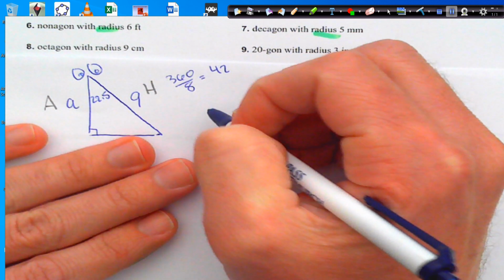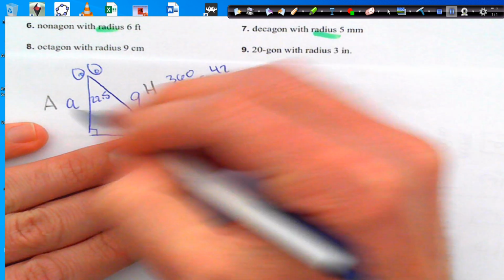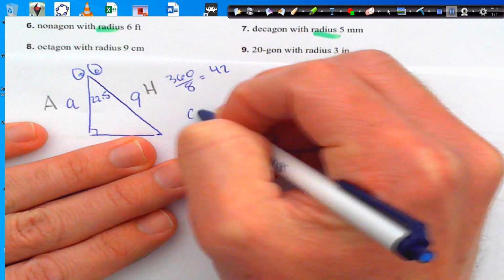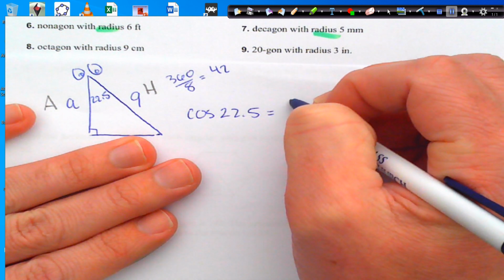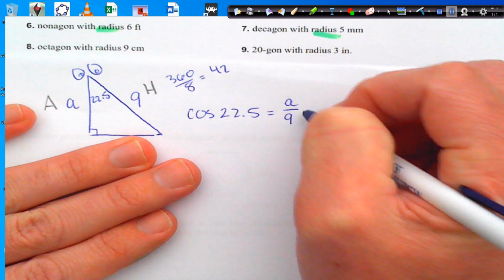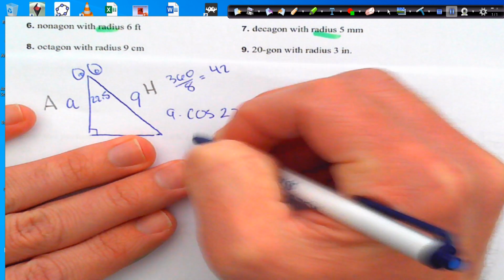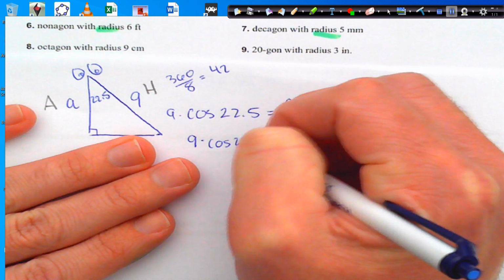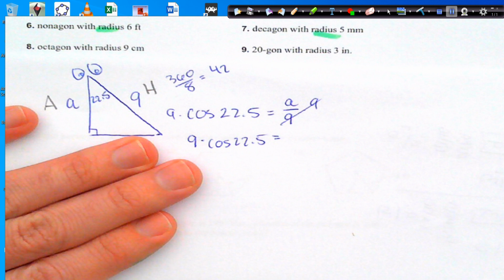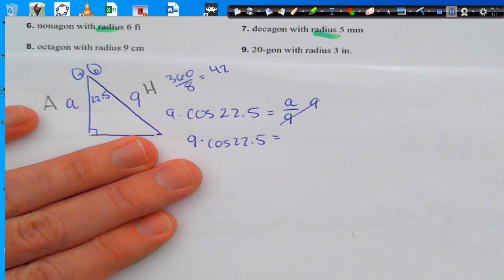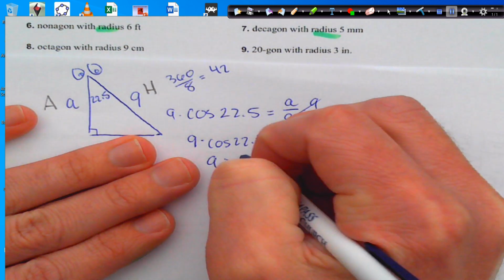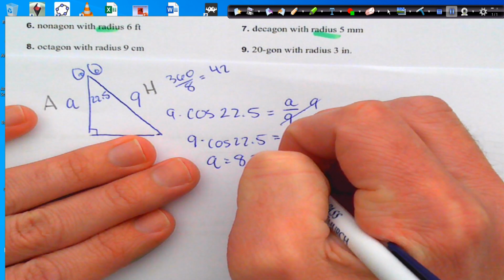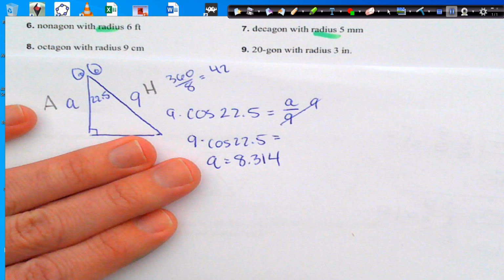But the first one to find the apothem is CAH, so it's cosine. So that's cosine 22.5 equals adjacent over hypotenuse. Multiply that 9 out. So we get 9 times the cosine of 22.5. So we're going to get the apothem is equal to 8.314. I'm just writing the first 3 decimal spots.